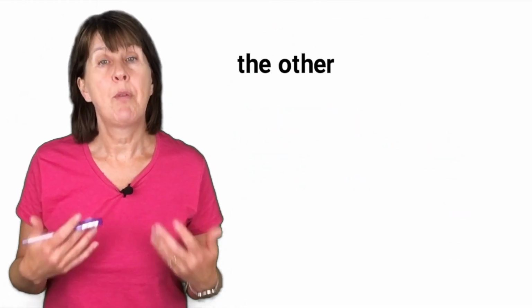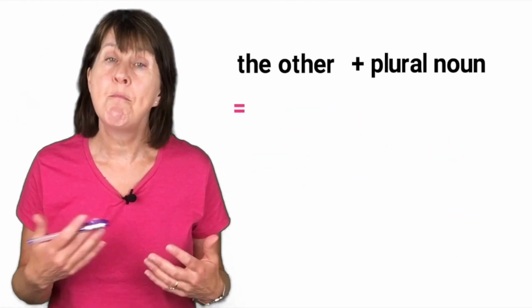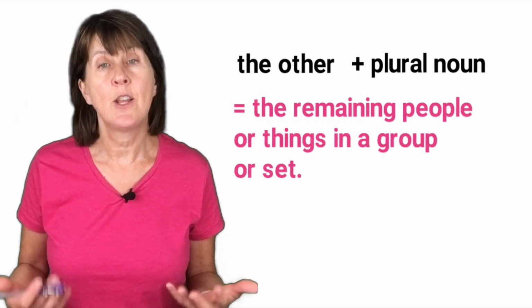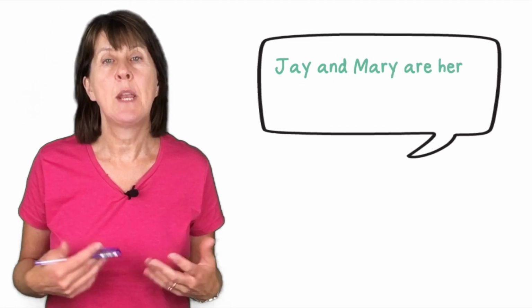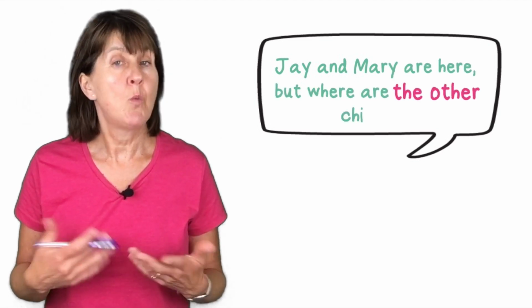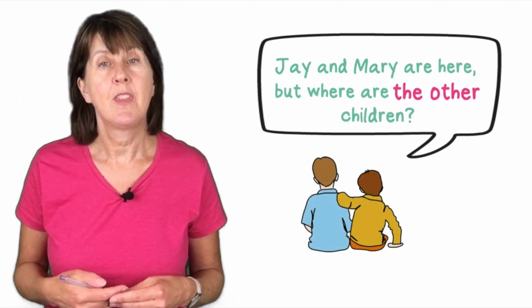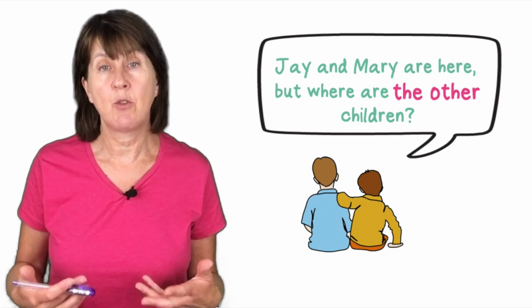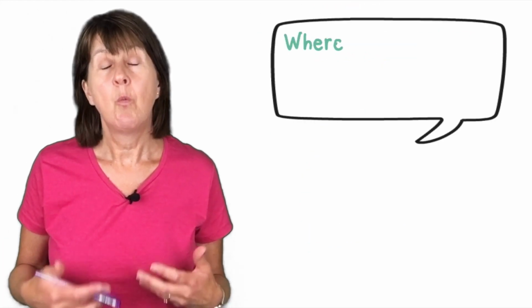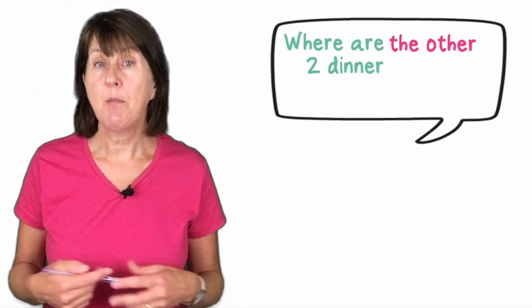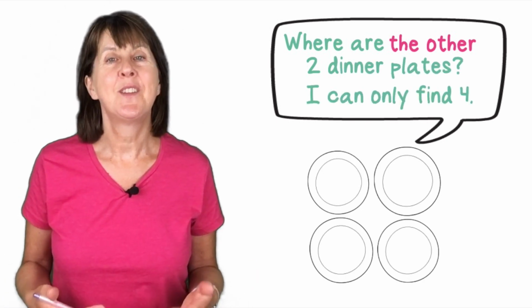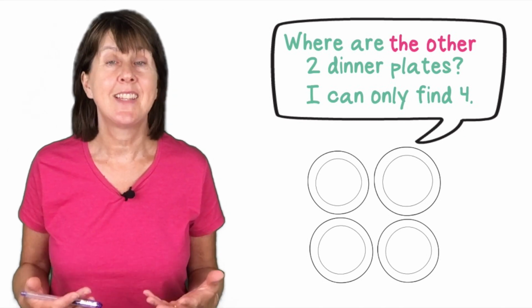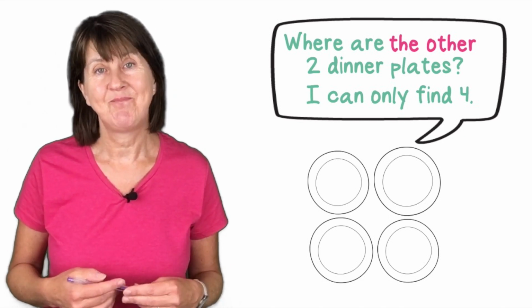We can also use the other with a plural noun, and this means the remaining people or things in a group or set. So for instance, Jay and Mary are here, but where are the other children? In other words, the remaining children in a group. Where are the other 2 dinner plates? I can only find 4. Here we're referring to the remaining things in a set, here of 6 plates.